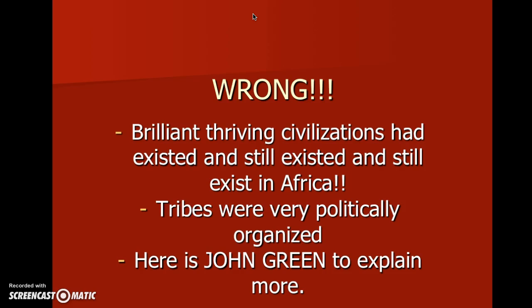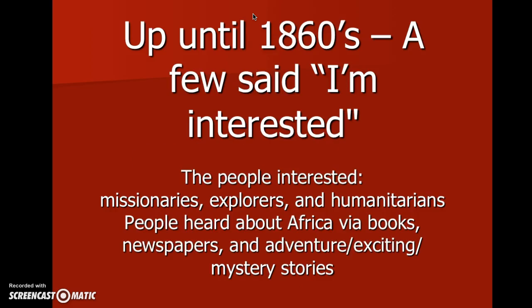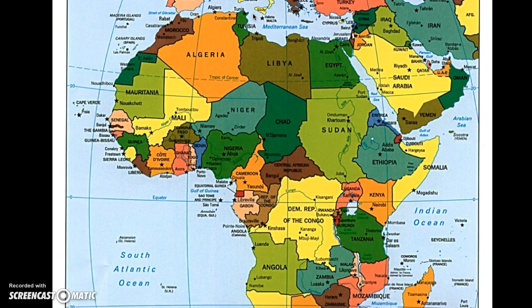How over time, Europeans threw these ideas aside of rich civilizations, allowed ideas of the time like social Darwinism to sink in and allow them to go into Africa and exploit. So up until the 1860s, a few people said, I'm interested in Africa. Mainly missionaries, explorers, humanitarians, and people heard about Africa via books, newspapers, and exciting adventure stories. So only a select few people were heading into especially the interior of Africa.